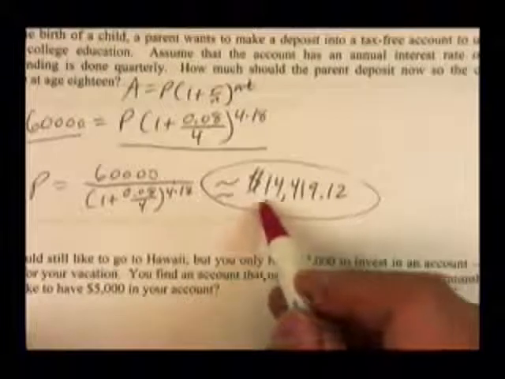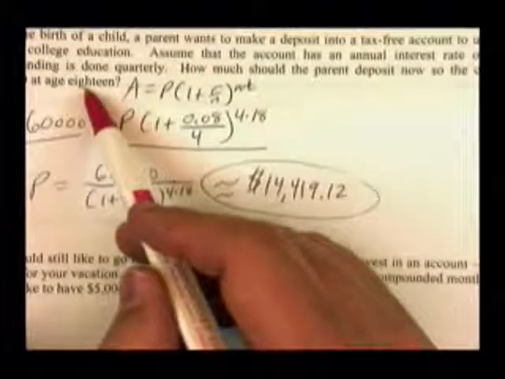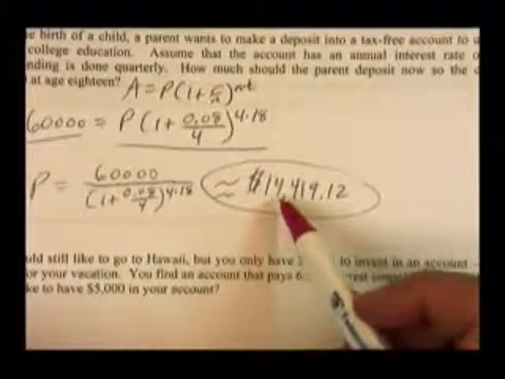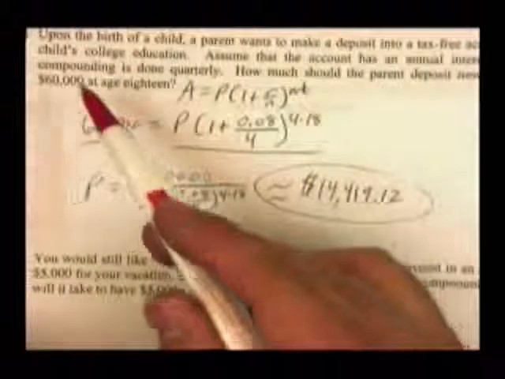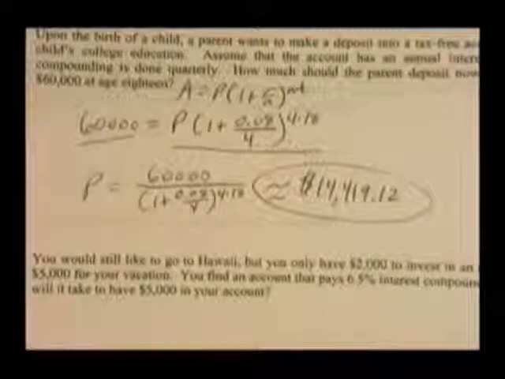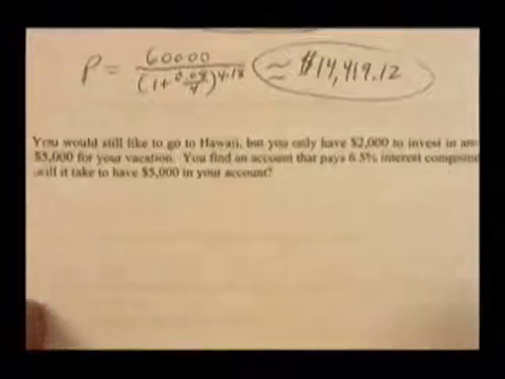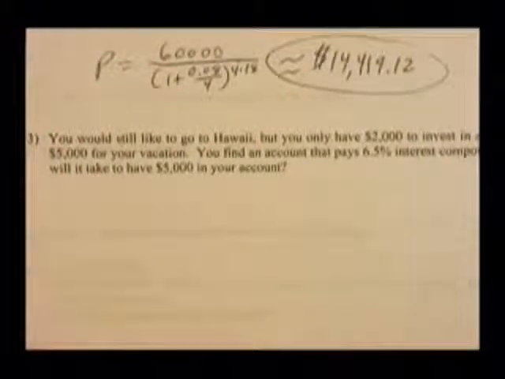Pretty amazing if you look at that. If you start with less than $15,000, by the time the child hits 18, that has quadrupled, and it's now $60,000. That's the beauty of compound interest, if it's working for you. If it's working against you and you're having to pay it, not so good. Alrighty, let's go to the last example.